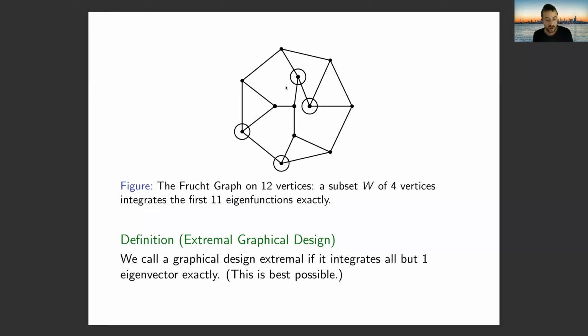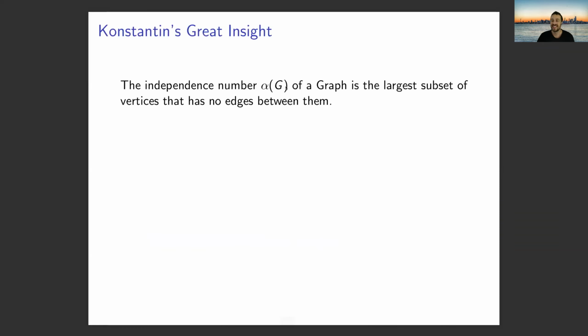There's some few examples that do this. And Konstantin calls this an extremal graphical design. It's a set that integrates all but 1 eigenvector exactly. It's the best we could possibly hope for. It's the very, very best. And above you see 1. And he had an amazing insight, which is the following.